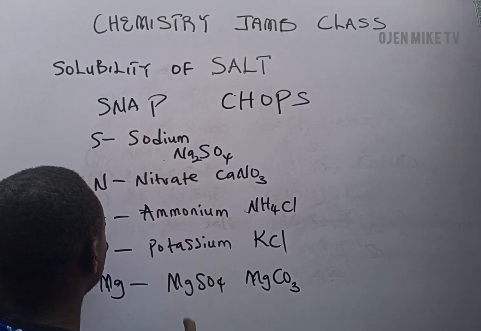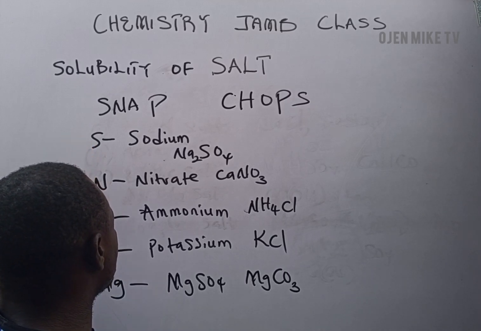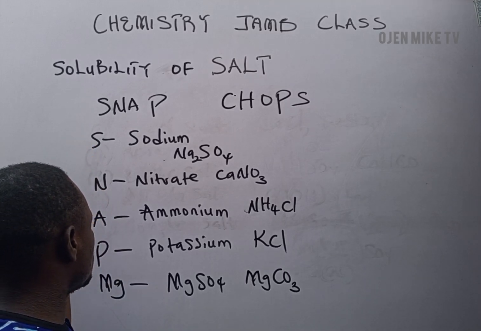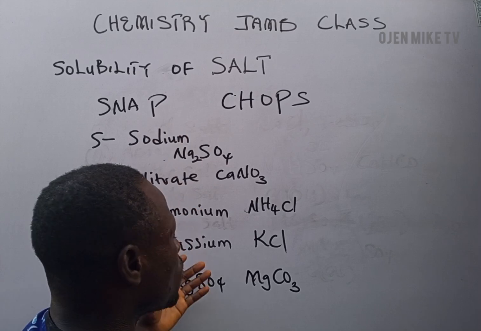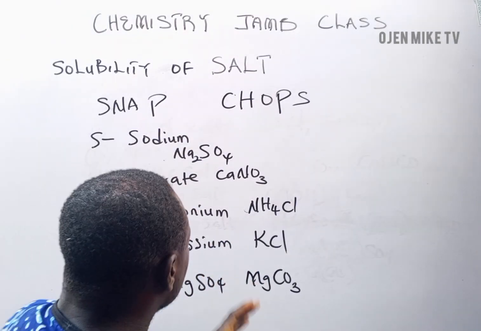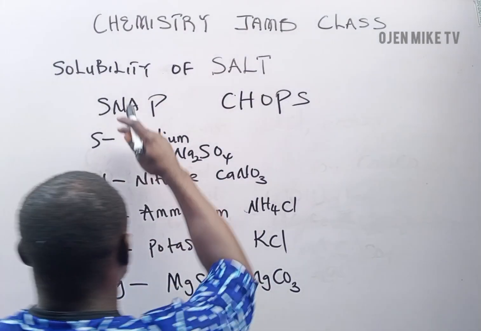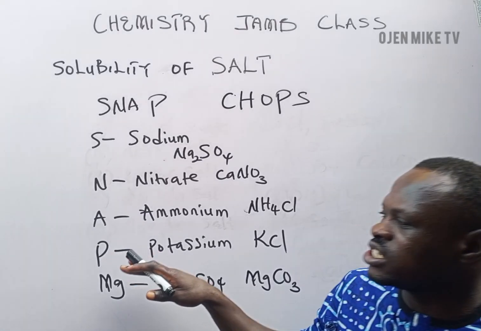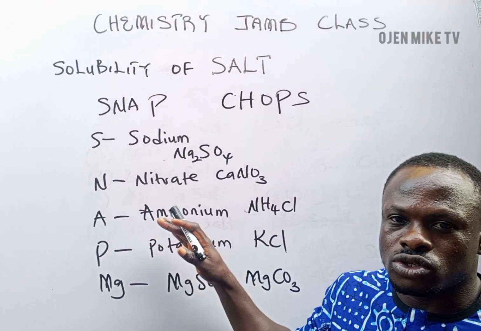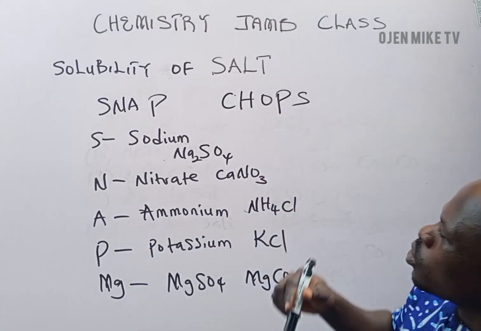So SNAP means sodium, nitrate, ammonium, potassium. All these salts are soluble. Any compound that contains these four things that are just listed on the board is soluble. Now let's go to this one. This one is soluble.